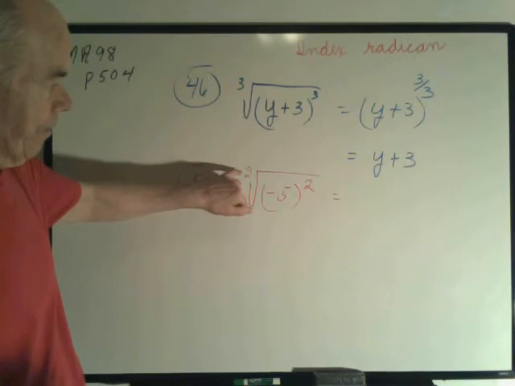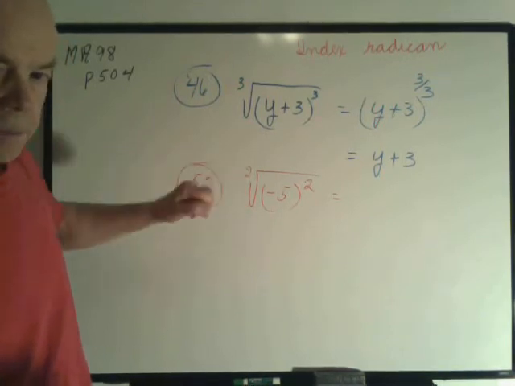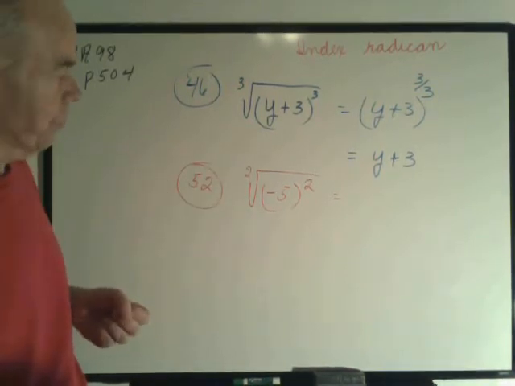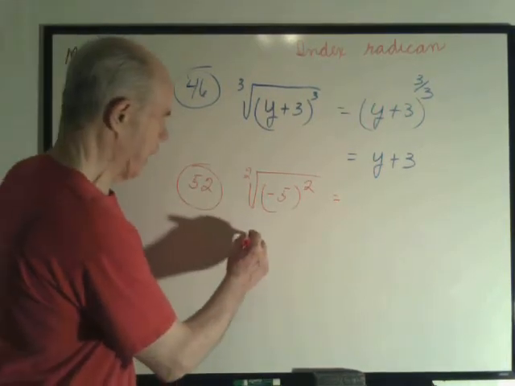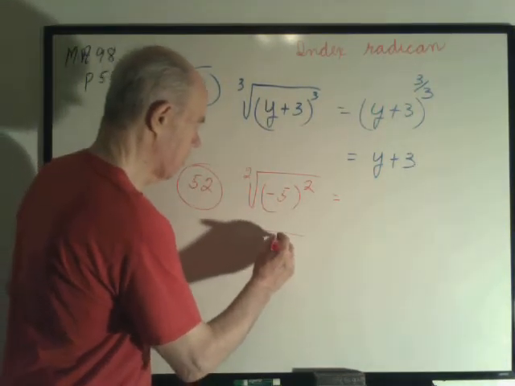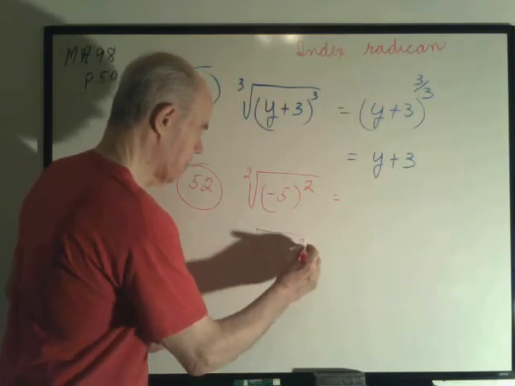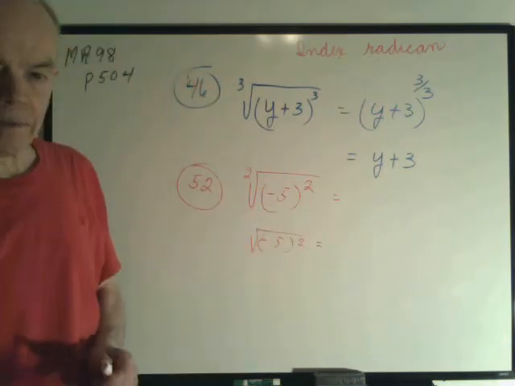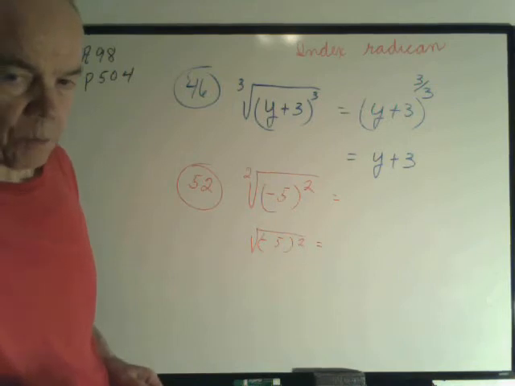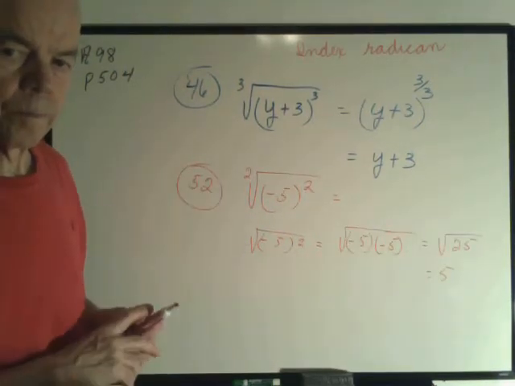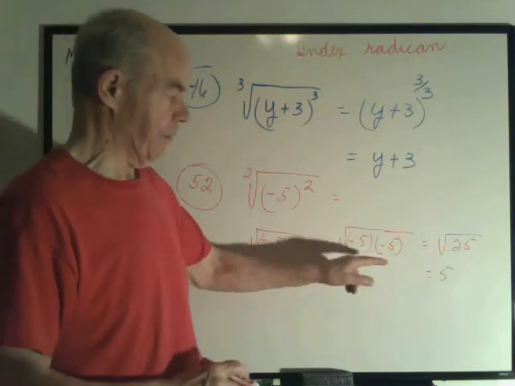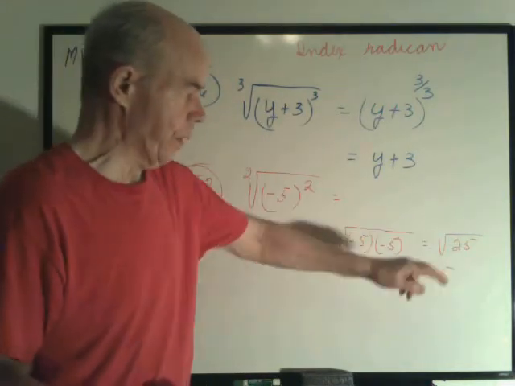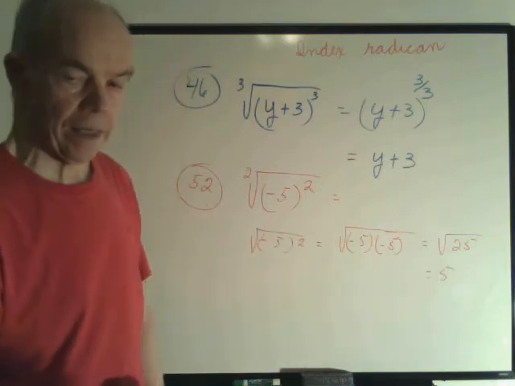Now the index here is 2. We don't usually write it. I'm just putting it in there to reinforce your understanding that the index is 2. So this would be written, now pause the video, give it some thought, think what will the answer be. All right, this tells me I'm going to multiply negative 5 times negative 5, which gives me square root of 25, which is 5.